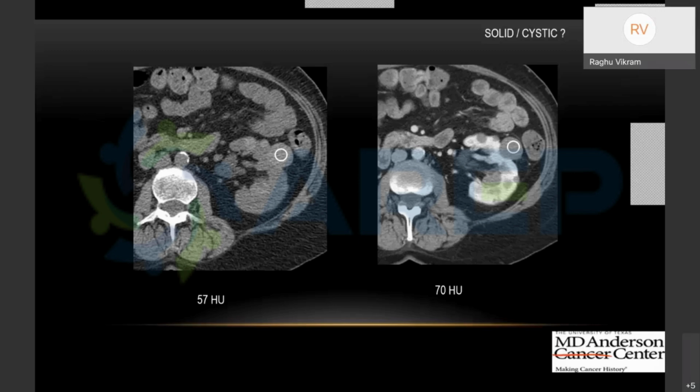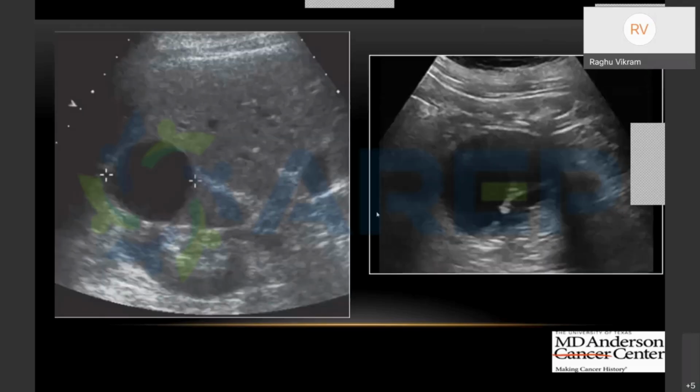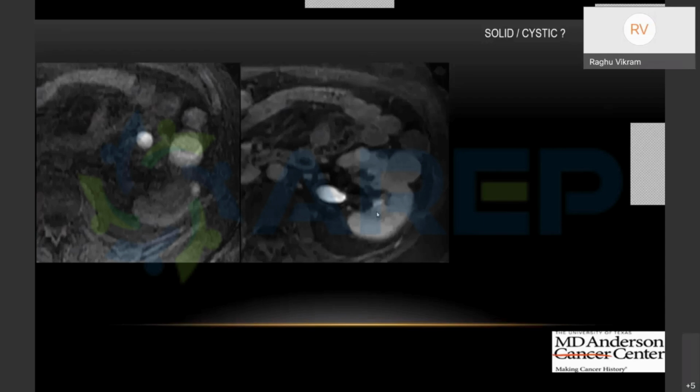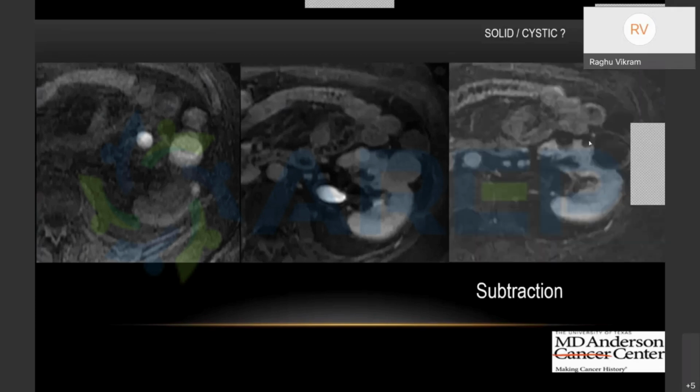That's a great question. So the way we look at it is, we are looking for any kind of enhancing lesion along the wall. Either that or on ultrasound to see if there is any nodularity within the wall. And if you see that, then it may be papillary renal cell carcinoma. Or we use MRI and use the subtraction.